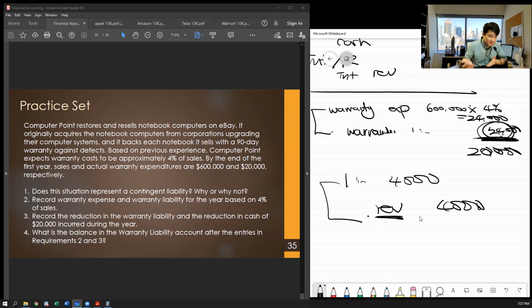Yeah, that's what we talked about previously. Oh, my handwriting now, it sucks. Because we did it previously. So if the warranty expires without any more claims, you're going to report a revenue and then decrease your liability.